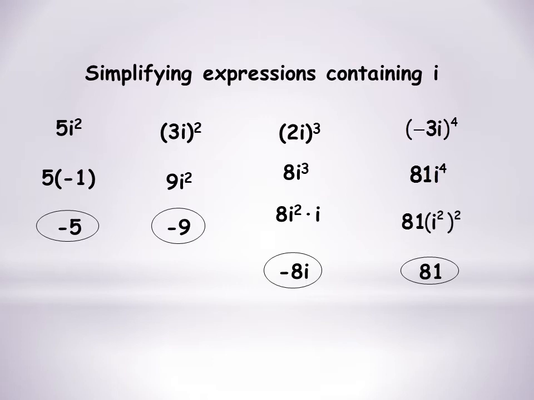This next one, (-3i) to the fourth. Well, (-3) to the fourth is a positive 81, and then i to the fourth. But remember, i to the fourth can be written as i squared times i squared. So that would be -1 times -1. So this would be positive 81.